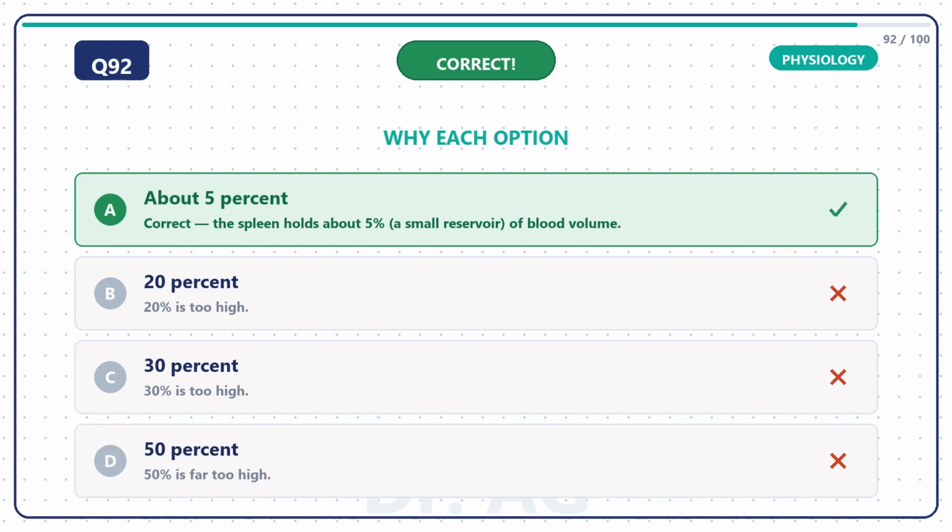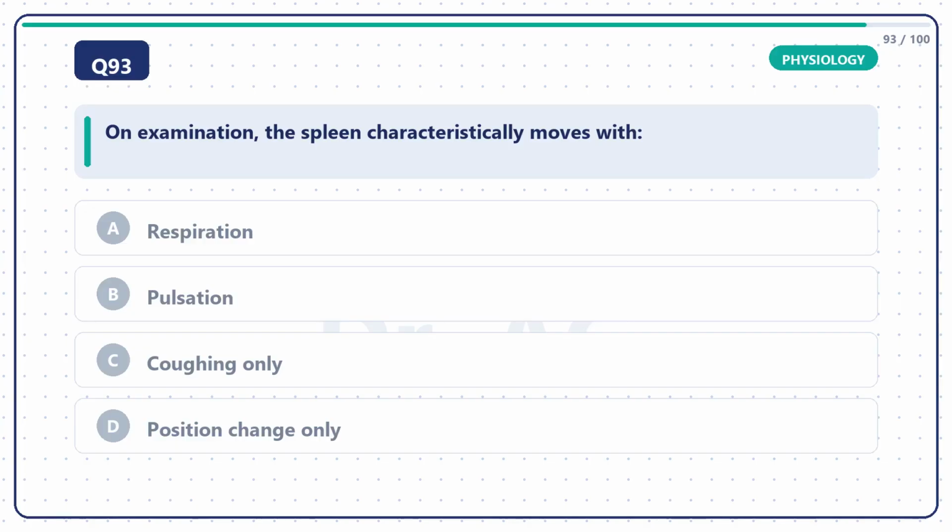About 5%. Question 93. On examination, the spleen characteristically moves with option A. Respiration. Option B. Pulsation. Option C. Coughing only. Option D. Position change only.